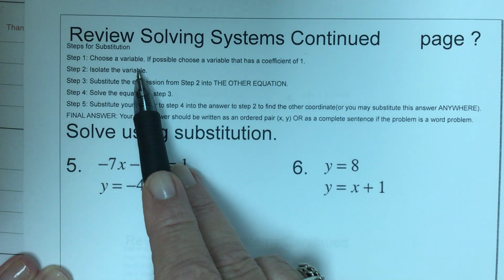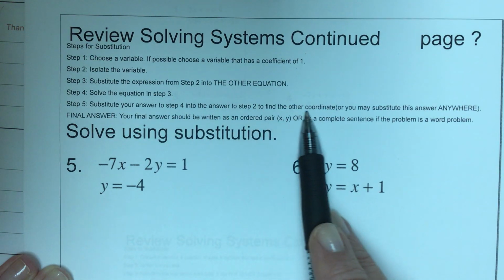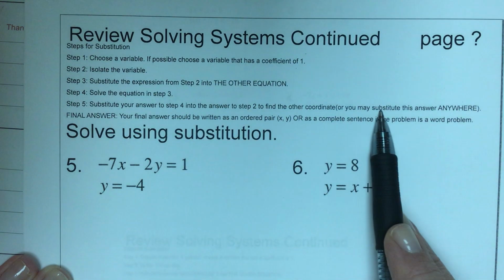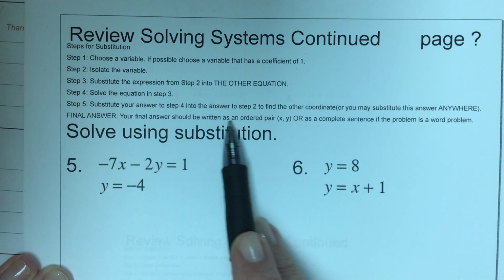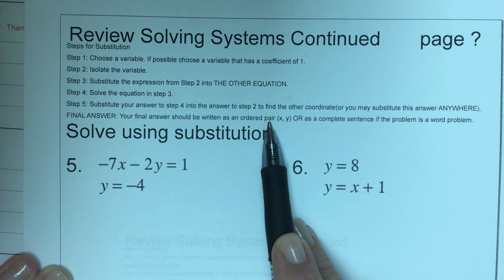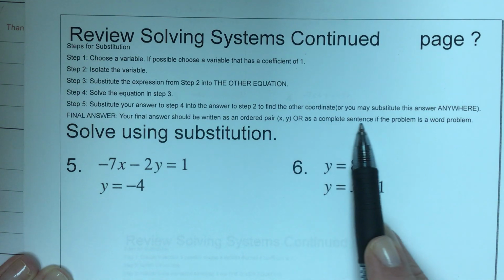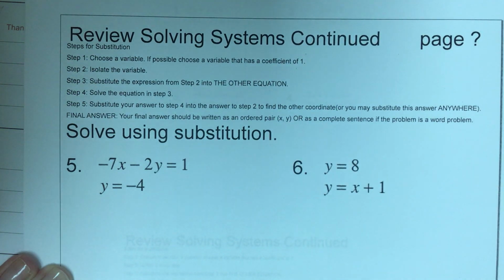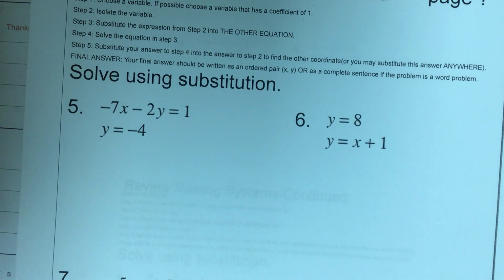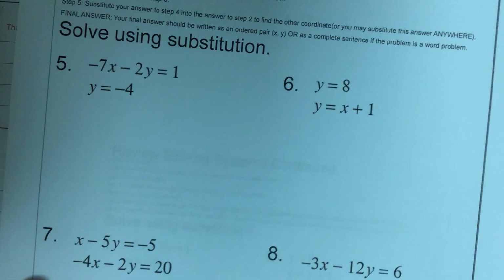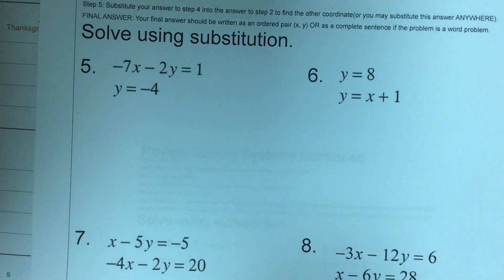So back in here where you isolated the variable, to find the other coordinate, or you may substitute this answer anywhere. Final answer. Your final answer should be written as an ordered pair, x, y, or as a complete sentence if the problem is a word problem. So here we go for substitution. Now sometimes with substitution, it is set up and ready for you to solve. And number 5 is set up and ready for you to solve.